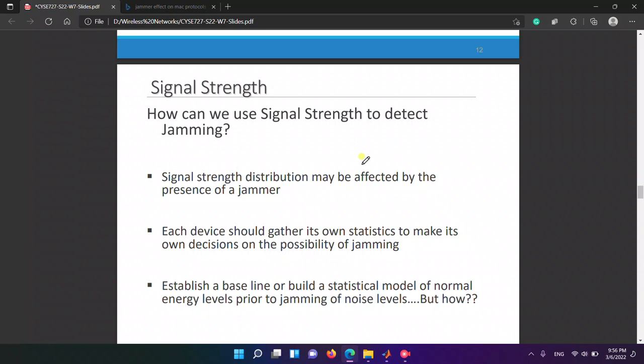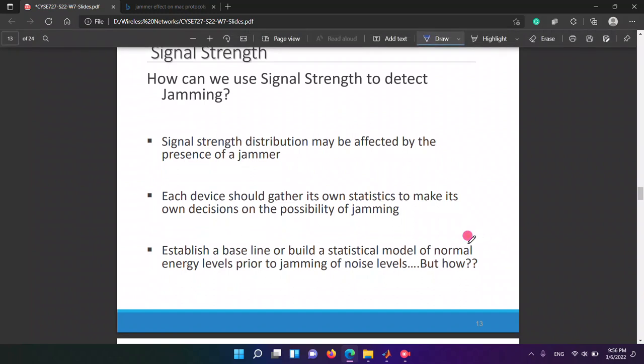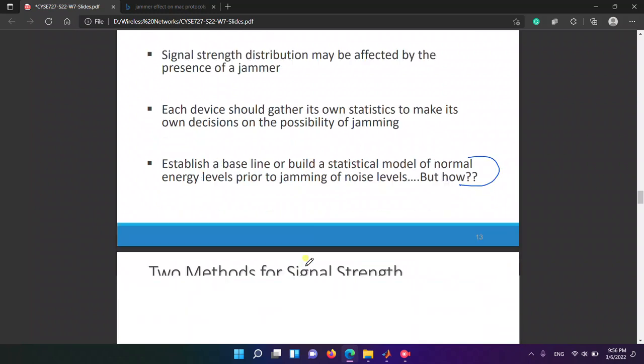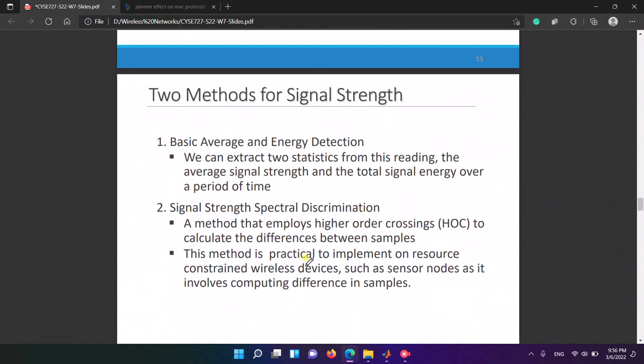Okay, so each device should gather its own statistics to make its own decisions on the possibility of jamming. Establish a baseline or build a statistical model of normal energy levels prior to jamming of noise levels. But how? I think this is what I mentioned, I remember the doctor explained it. So I think this is what is meant: if the energy level is high and yet the packet is not arriving.